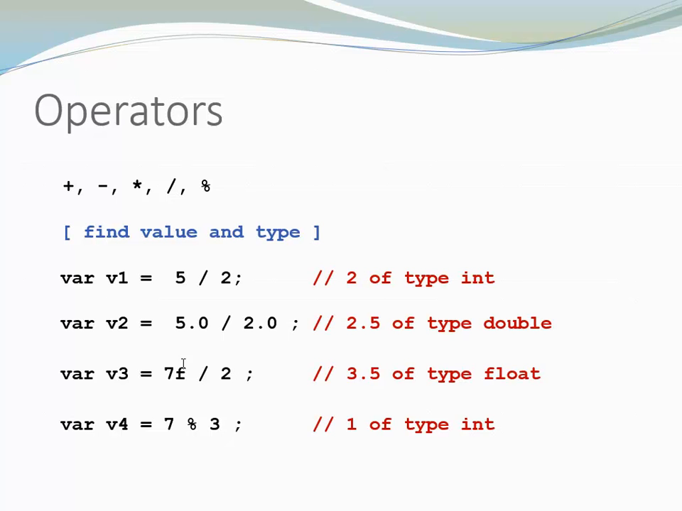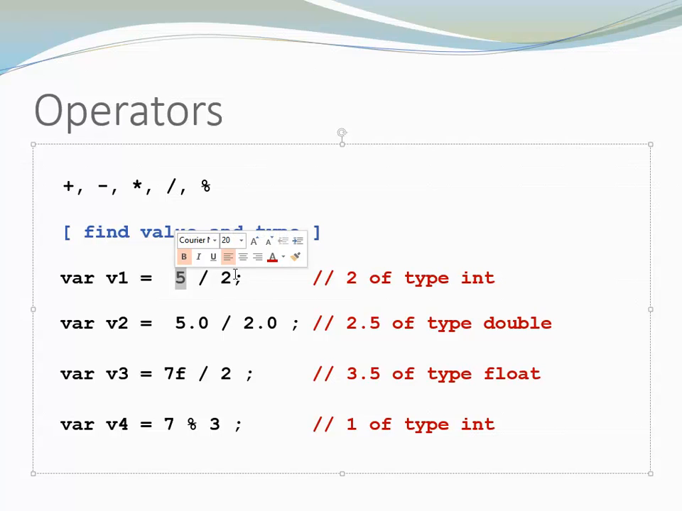So here are the solutions. First, we have integer division, 5 divided by 2, that's 2, integer division. My result of the expression on the right hand side is an integer, so v1 is an integer. 5.0 divided by 2.0, that's a double division. The result is 2.5 and v2 is of type double. 7f, f stands for float, that's a floating point literal, divided by 2, that's 3.5, but is 3.5 the floating point number? So v3 is a floating point variable.